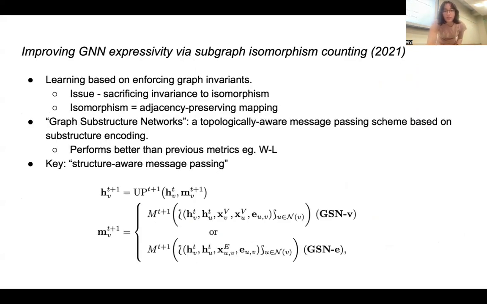Yeah, so this is the next paper I'm going to go over. This one was a little bit less technical. I kind of wish that they went into a little bit more detail, but this is just an example of how we can look at graph isomorphisms in order to improve GNN expressivity. In this context, expressivity just means the ability to distinguish between graphs, I guess.